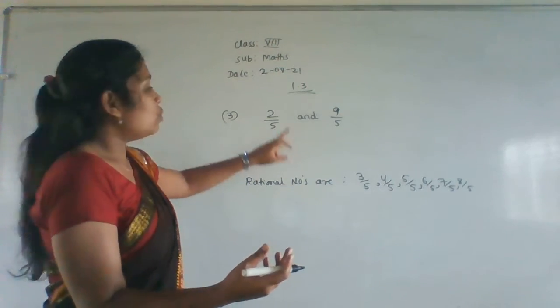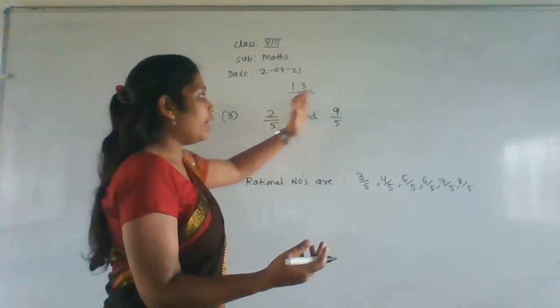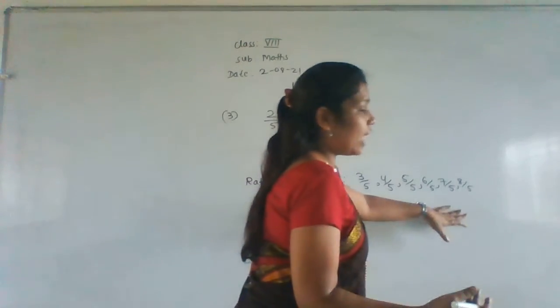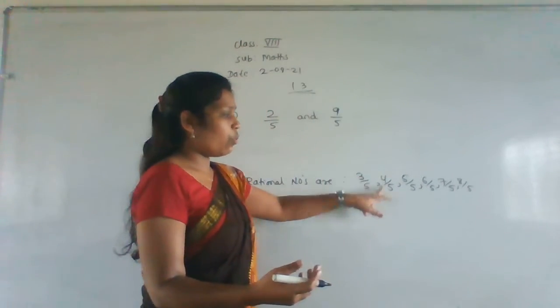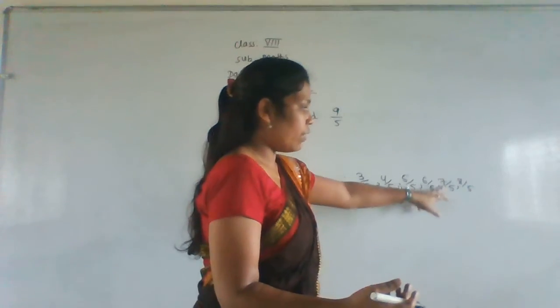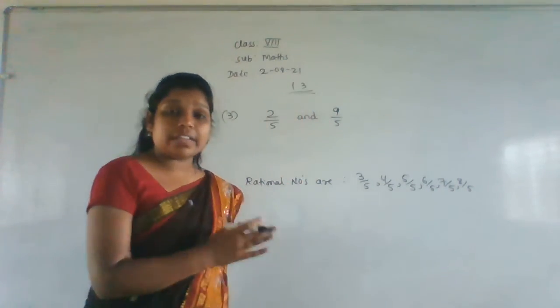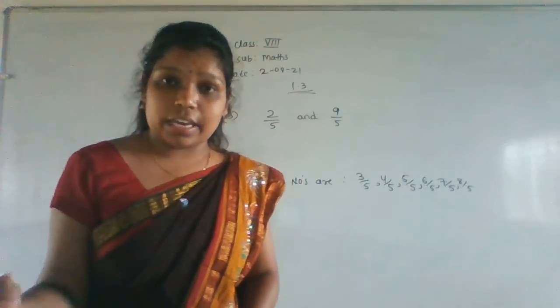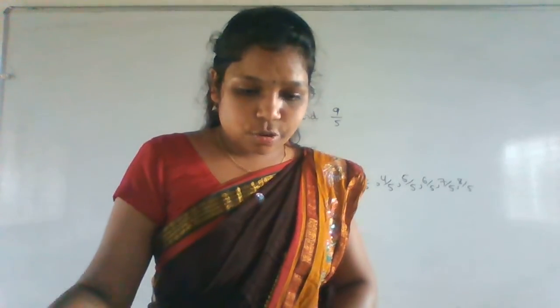Understanding what I am saying? So that will be in between 2 by 5 to 9 by 5. These are the rational numbers: 3 by 5, 4 by 5, 5 by 5, 6 by 5, 7 by 5, 8 by 5. Just change the numerator value. Okay. So next, fourth main.